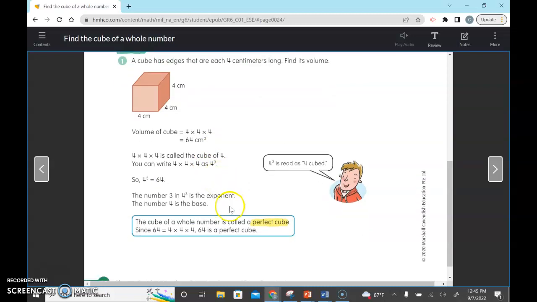Now it says a cube of a whole number is called a perfect cube. Why is it called a perfect cube? Because we can see that 64 is going to equal 4 being multiplied by itself 3 times. Therefore, 64 is a perfect cube. Not every number would be a perfect cube or a perfect square. It has to have the same number being multiplied by itself 2 times for a perfect square, and 3 times for a perfect cube. We can see 4 times 4 times 4 equals 64. Therefore, 64 is a perfect cube.